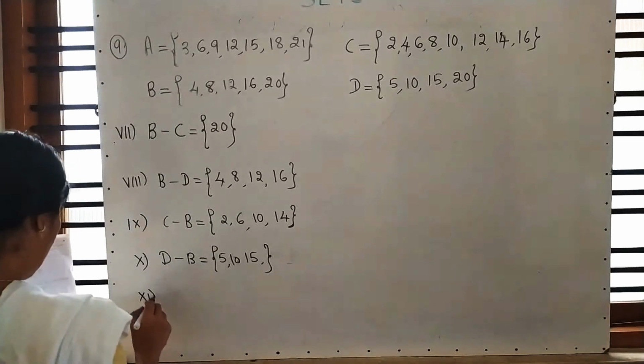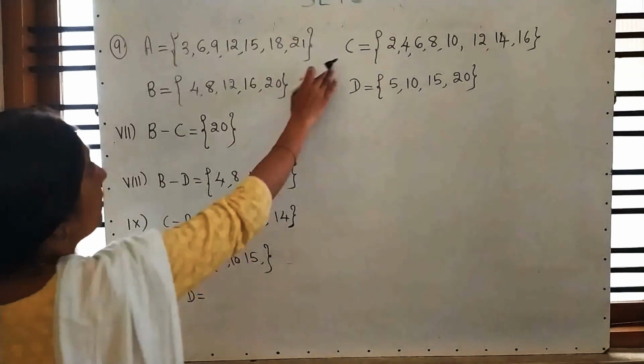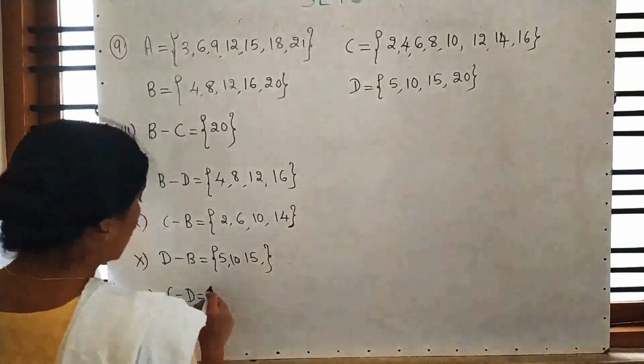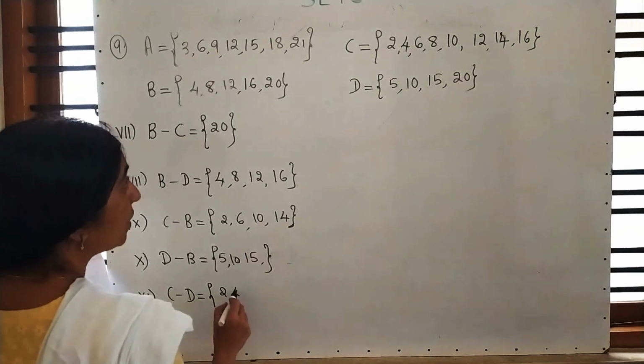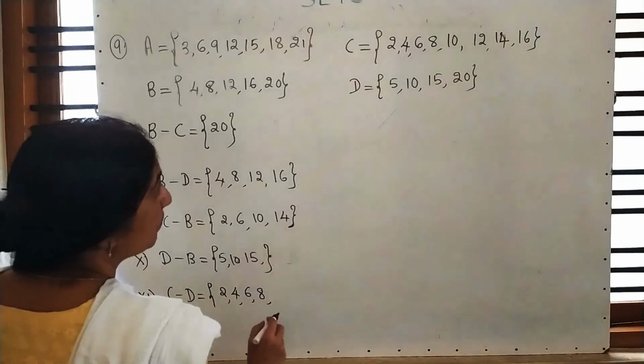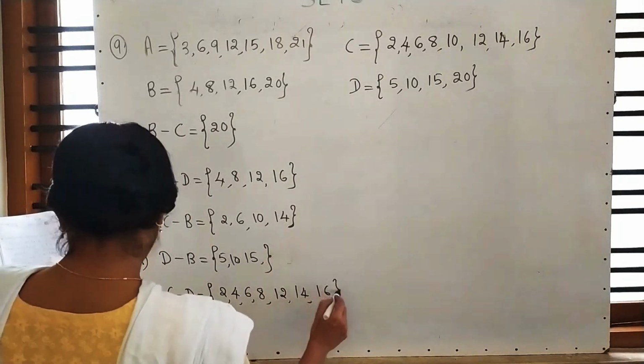Next, question number 11. C minus D. Compare C and D. In C, 2 is not there, 4 is not there, 6 is not there, 8 is not there, 10 is present, 12 is not there, 14 is not there, 16 is not there.